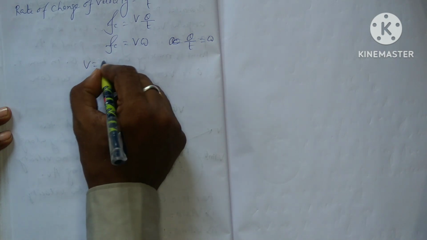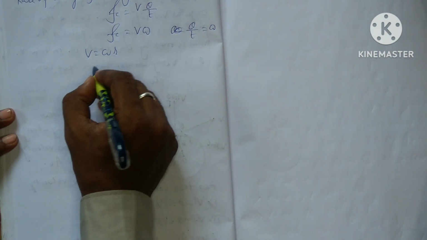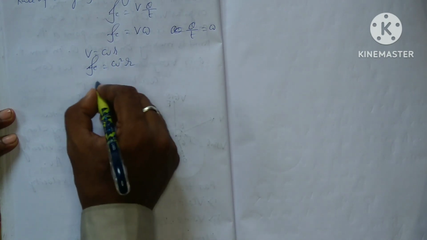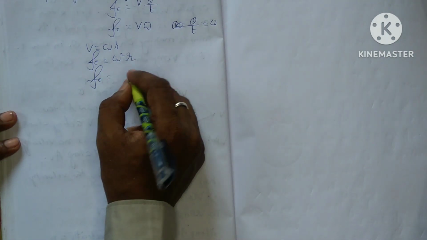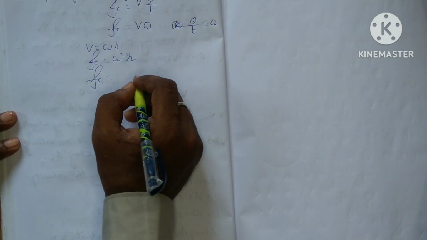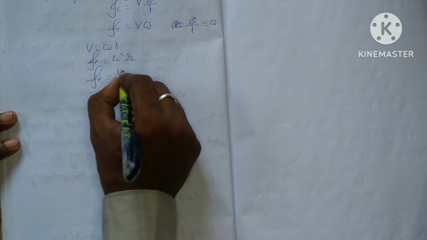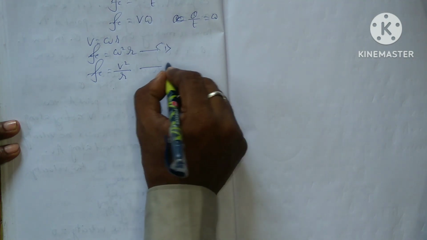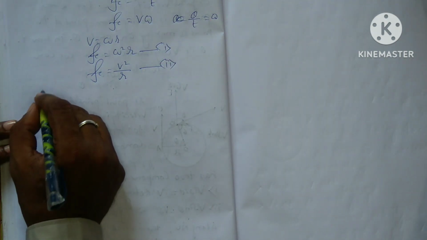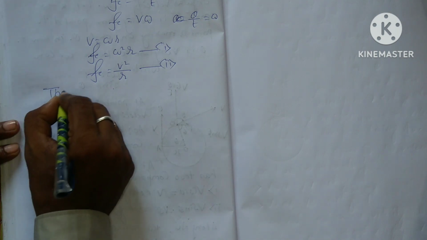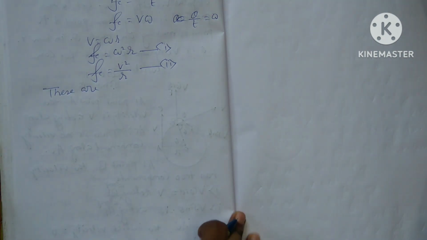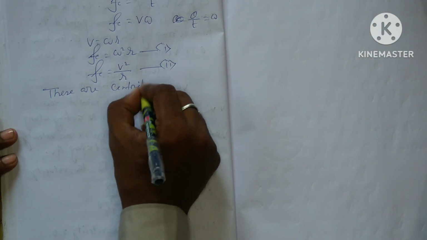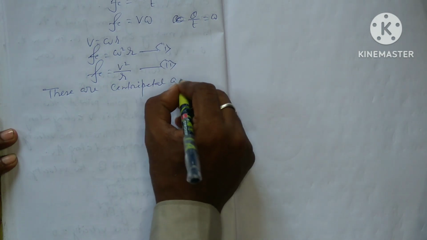We know v equals omega r, so we can write Fc equals omega square r. Again, Fc can be written as v square by r. This is equation 1 and this is equation 2. So these are centripetal acceleration.